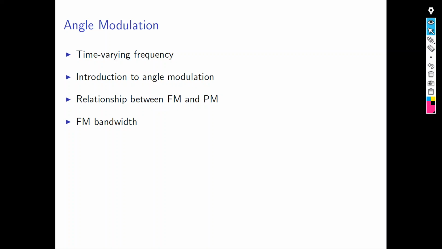Hi and welcome everybody to the lecture titled Angle Modulation, which is a part of a series of lectures related to Introduction to Communication Systems. In the previous lectures, we talked about amplitude modulation, double sideband suppressed carrier, single sideband, vestigial sideband. We studied the transmitter design, the receiver design, the mathematical modeling at the transmitter, and how to detect and demodulate the signal at the receiver side.